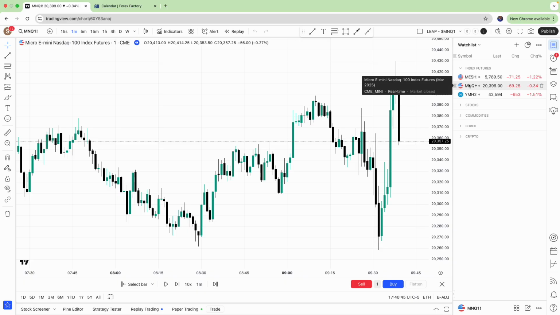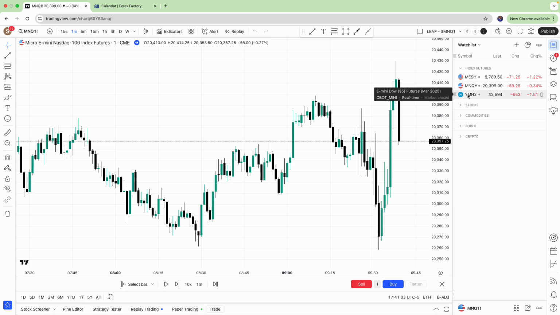We also have the NASDAQ 100. I call that NQ, and that's the futures term NQ just because that's the ticker symbol. So you can see here micro E mini NASDAQ 100 futures.